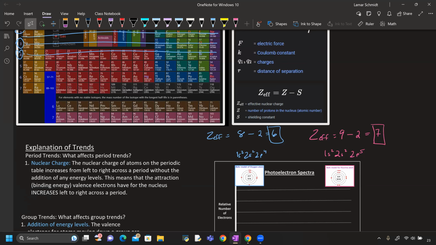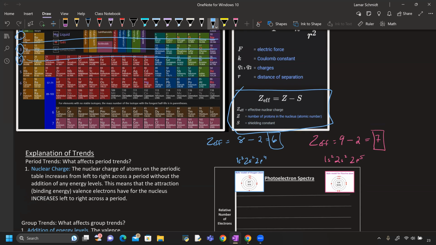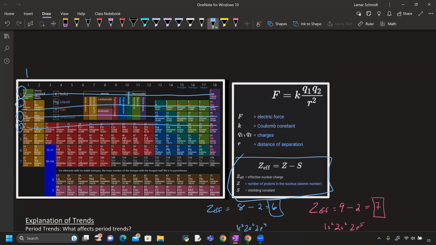I have that formula here, and we saw that the effective nuclear charge, let's say Zeff, for group 1 was 1, then 2, and then over here they were 3, 4, 5, 6, 7, 8. So the effective nuclear charge increases as we move left to right across the period. And because that effective nuclear charge increases, we're going to be able to explain why other periodic trends occur.